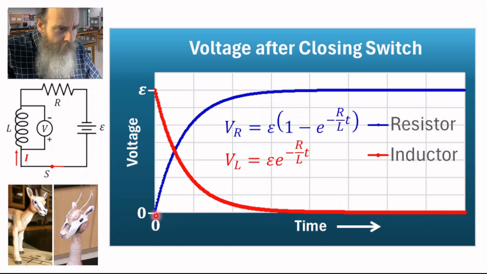The resistor, on the other hand, started at 0 voltage, and then it increased to the EMF of the battery, E. So initially, when t equals 0, the entire battery voltage was across the inductor, and none was across the resistor. After a long time, all the battery voltage was across the resistor, and there was no voltage across the inductor.